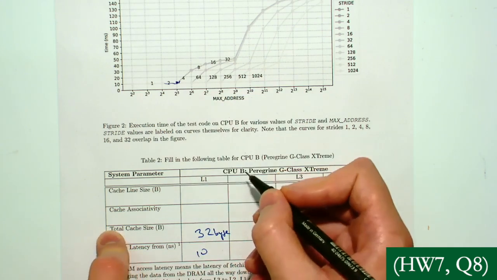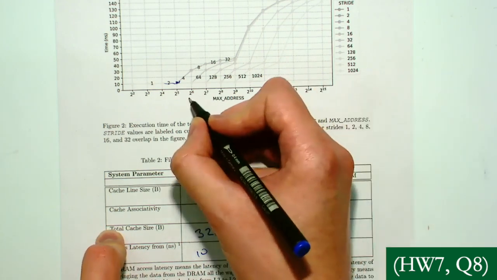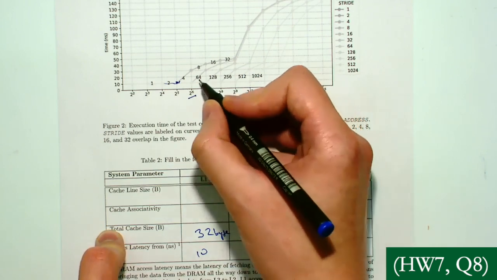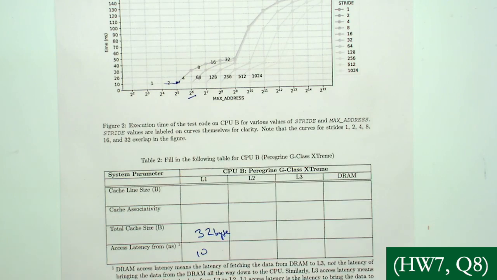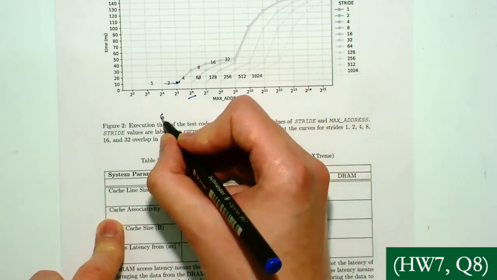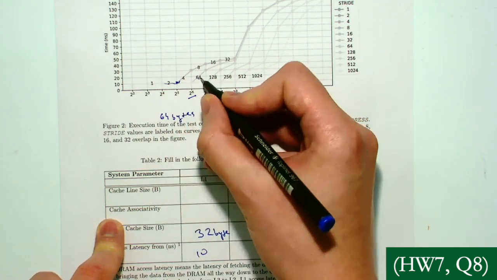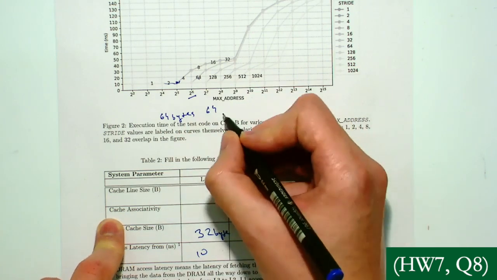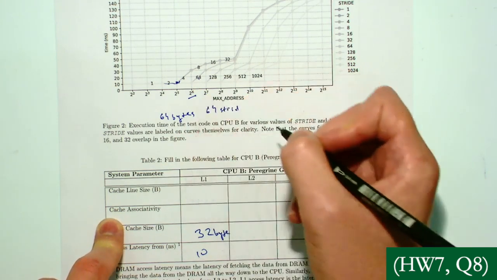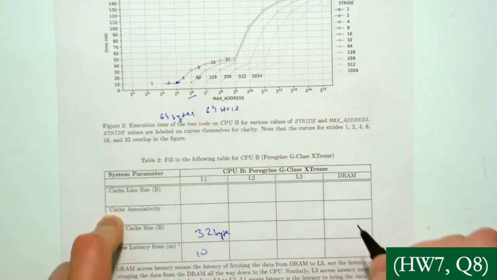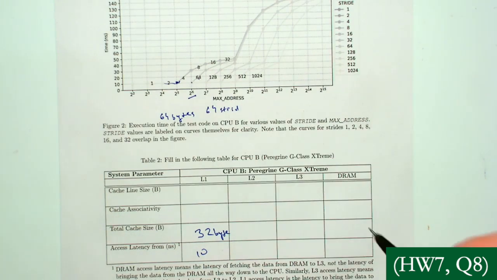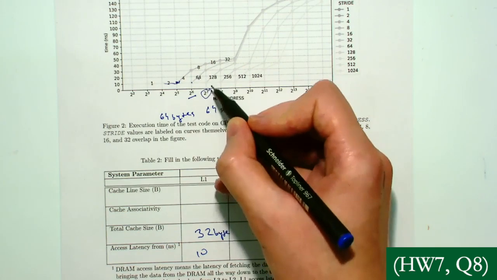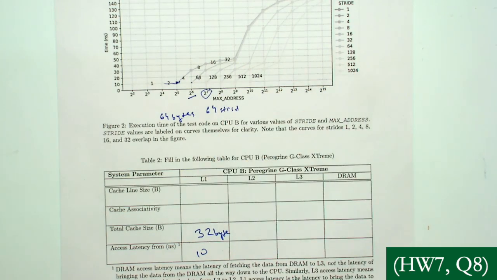For associativity, we do the same, right? What we did last time was looking at the max address for a stride that can still fit all of its data in the cache. So it is 2 to the 6th, which is 64 bytes, with 64 stride. And we see that it can still fit the cache line when it's accessing only one cache line, but once it starts accessing two cache lines over here, the latency increases. So we don't have any associativity here because two cache lines cannot map to the same set. So this is how we tell that we have cache associativity of one.